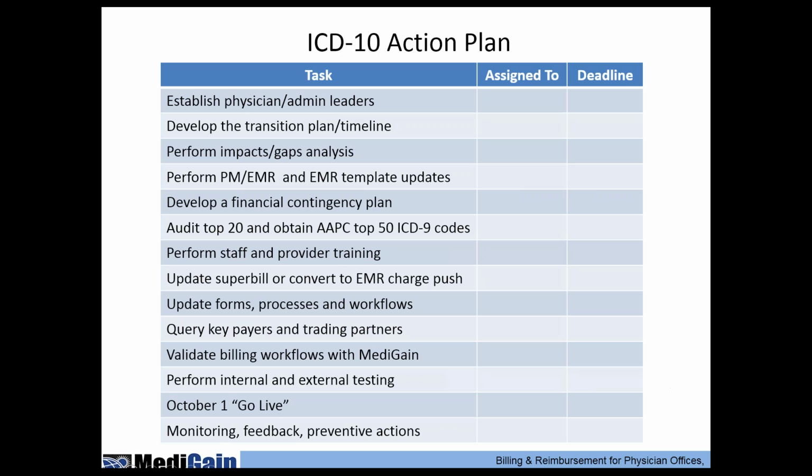Next slide. So this is the list that I would recommend as an action plan. Identify who it's assigned to, what the deadline is. Make sure that you have post-monitoring and feedback, so your job is not done October 1. You really need to have proactive monitoring and feedback. Next slide.